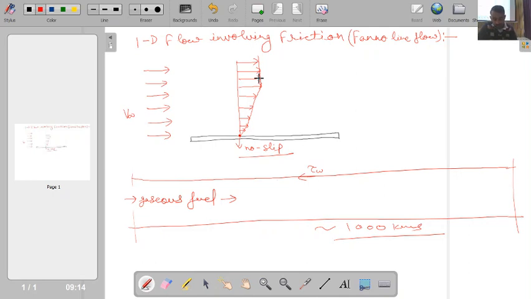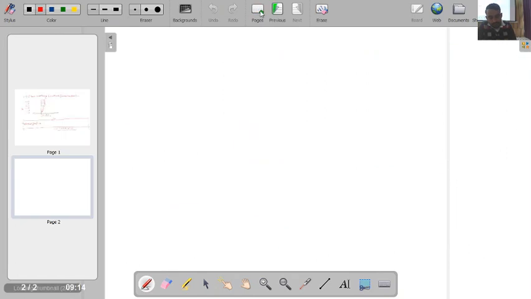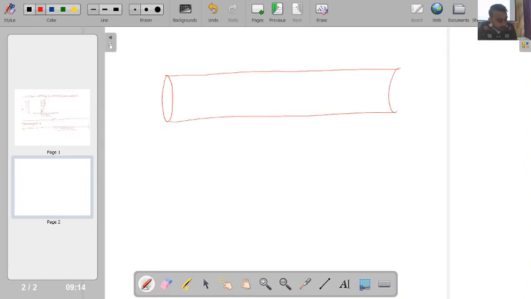Now let's try to understand this particular situation. What we will do is consider a circular pipeline. Say this is my circular pipe, and this pipe has diameter d and length L. Okay, so this is the pipeline. Now in this pipe, if I consider a small element of this pipe, say this is one small element of this pipe, and this particular element has thickness dx.